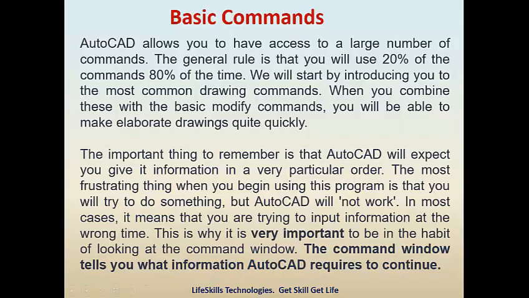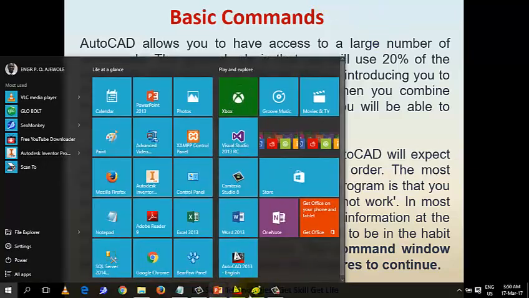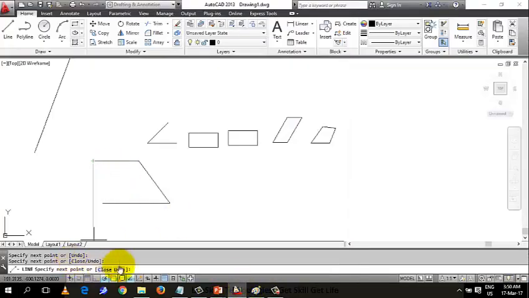That's why I put this statement here: it is very important to be in the habit of looking at the command window. The command window tells you what information AutoCAD requires to continue. The command window is the information hub of AutoCAD. In the command window, you tell AutoCAD what you want to do, and it guides you on what to do next. So please always look at the command window. You can refresh the command window by pressing the Escape button on your keyboard to cancel whatever command is active.